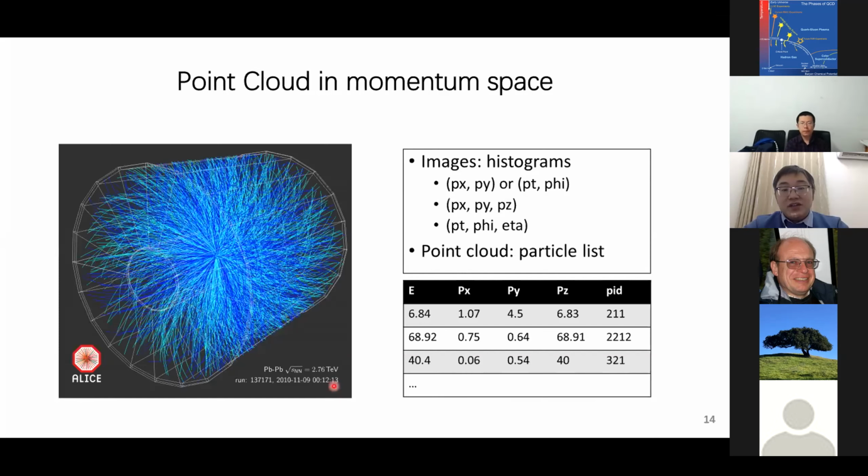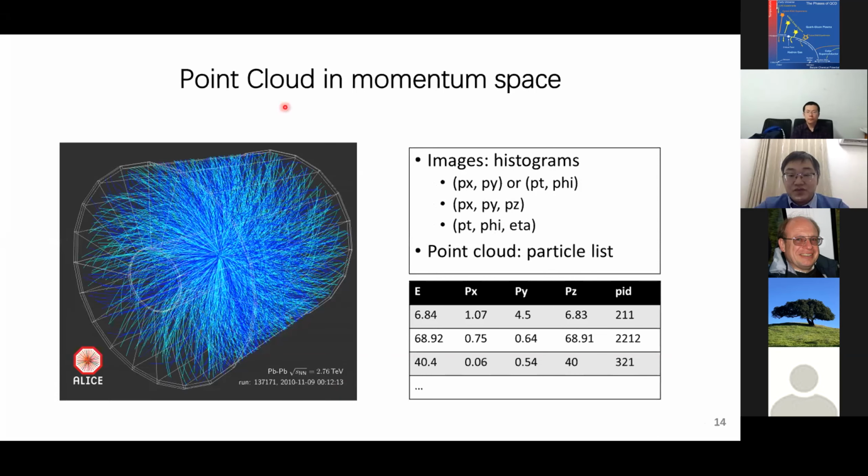One problem for the convolutional neural network is that we have to convert the particles into images. The particles from high-energy colliders are a point cloud in momentum space. They have a natural data structure. So they have four-momenta and they have PID. When people try to convert these particles into images, they lose information. For example, they are coarse-grained and they have lost this PID information as well.